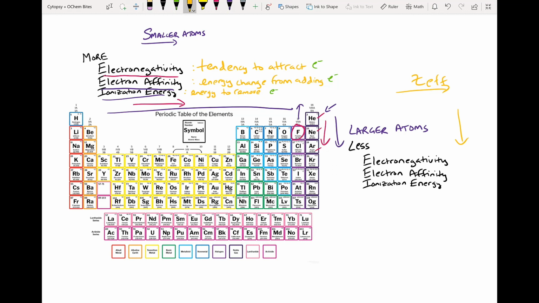As you go down, you're actually getting less Z effective nuclear charge because you're adding more of these shielding electron rows. Electrons that are on the outside can be further away from the atom because they're getting shielded a lot. Hence, you get larger and larger atoms.